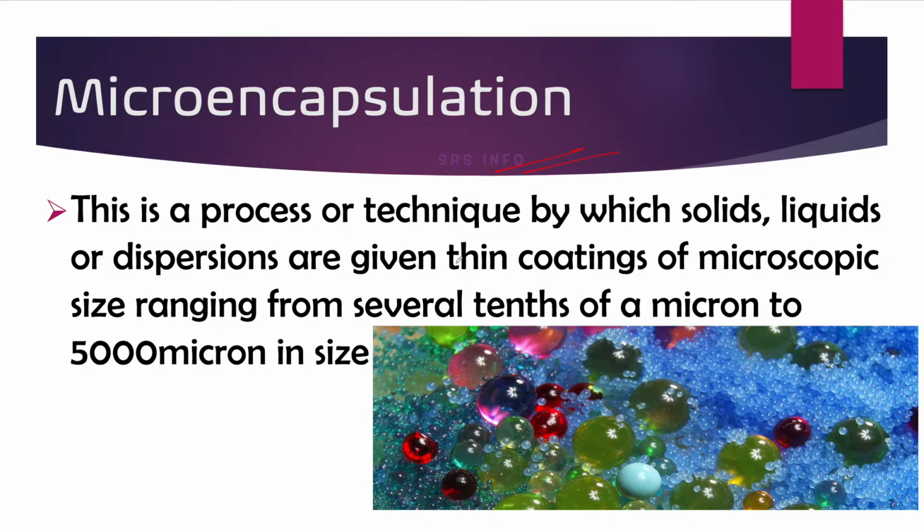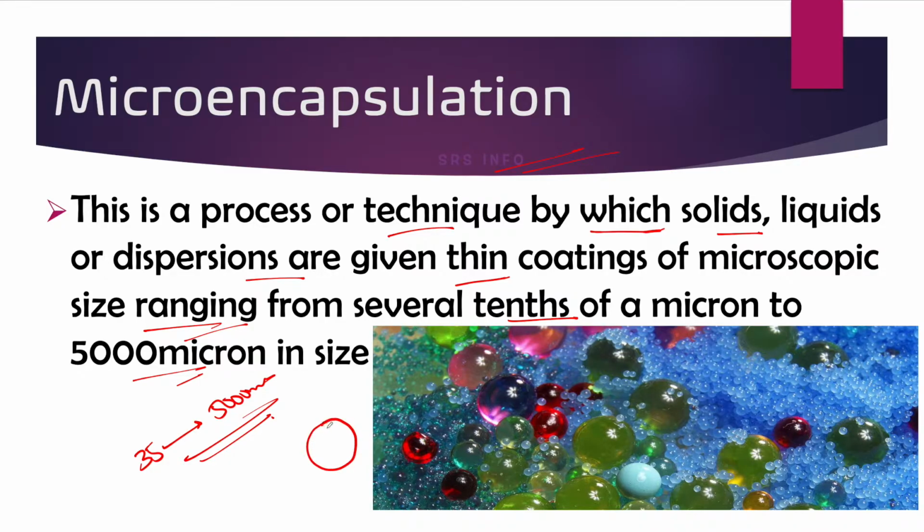Basically, what is microencapsulation? Microencapsulation is the process or technique by which solids, liquids, or dispersions are given thin coatings of microscopic size, ranging from several tenths of a micron to 5,000 micron, from 30 to 35 to 5,000 micron in size. Basically, a relatively thin coating is given to liquids, solids, droplets or dispersions to give protection, and making this a medicament for human use. This is the main purpose of microencapsulation of drugs.